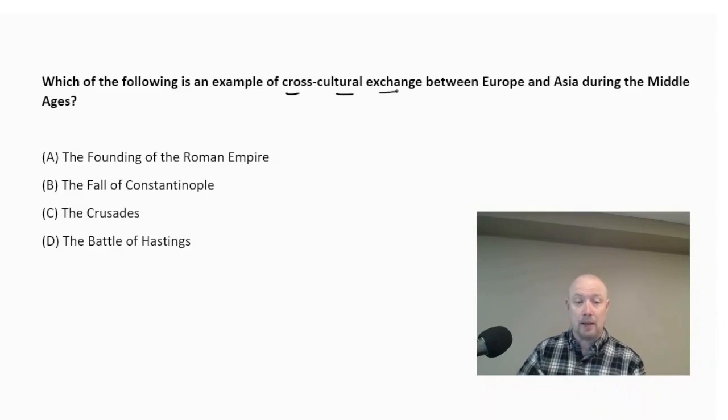So I'm going to eliminate specific battles and events. So the Battle of Hastings I'm going to eliminate, and the fall of Constantinople I'm going to eliminate. And that's going to leave me with the founding of the Roman Empire and C, the Crusades. So the best choice here would be the Crusades. And the Crusades were a series of military expeditions that led to significant cultural exchange, and that included trade, technology, and things like that. So the correct answer here would be C, the Crusades.